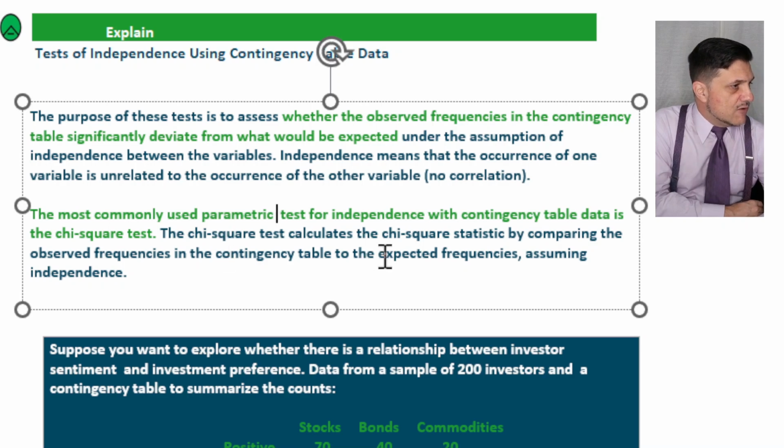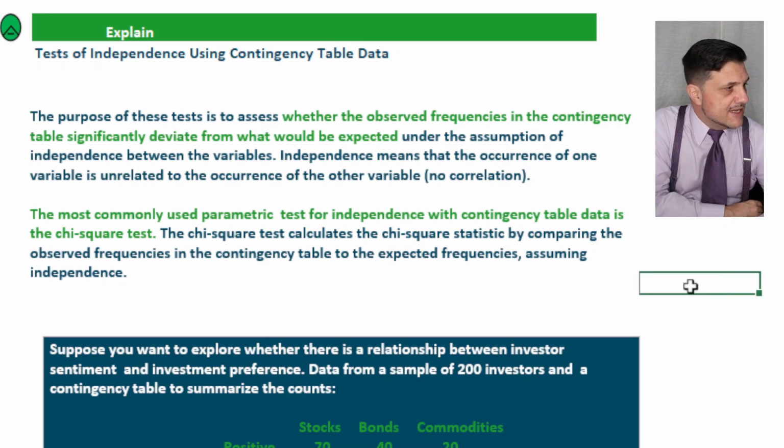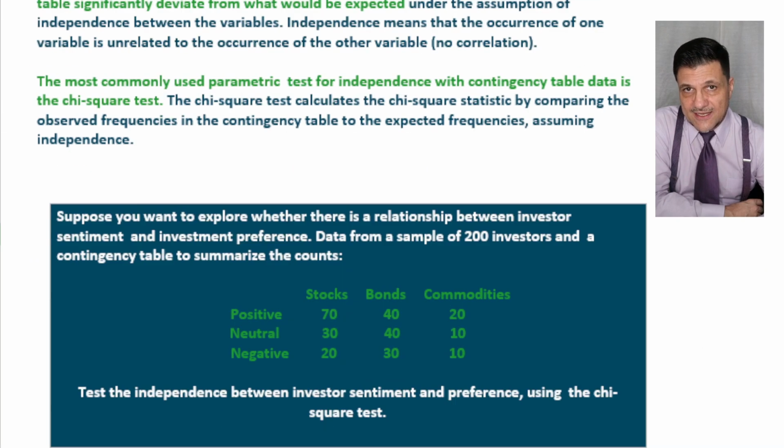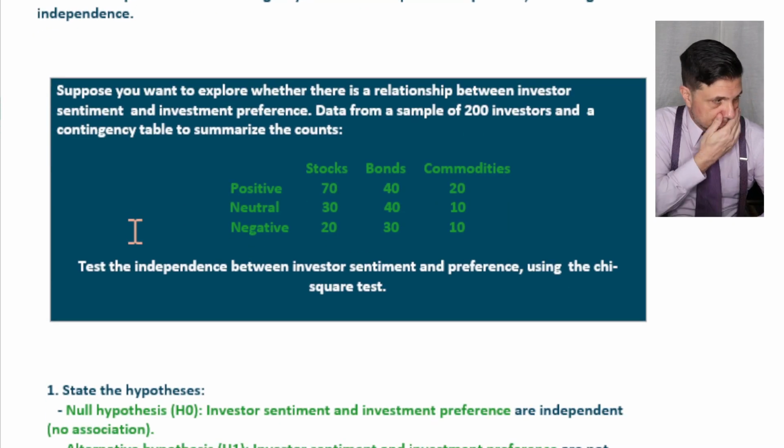The chi-square test calculates the chi-square statistic by comparing the observed with the expected, divided by the expected. That's going to give you a number. You're going to compare it with a critical value, then you're going to reject or fail to reject the independence or lack of independence, depending on what you're testing here. Let's see an example. That's simple.